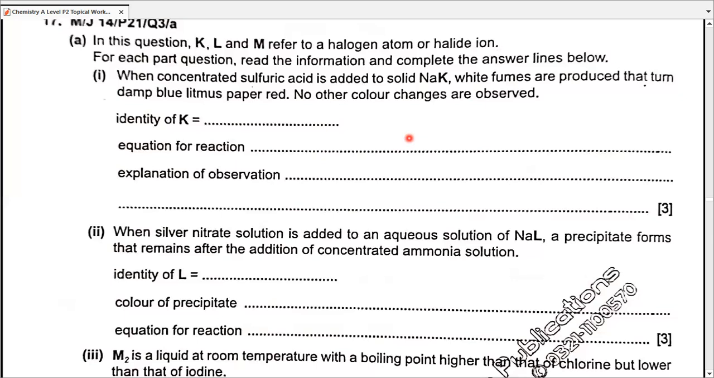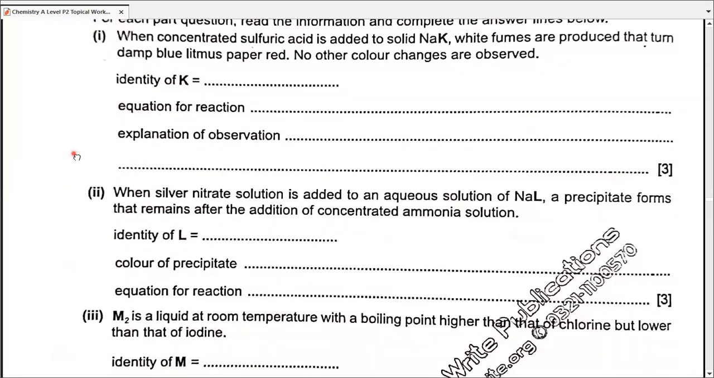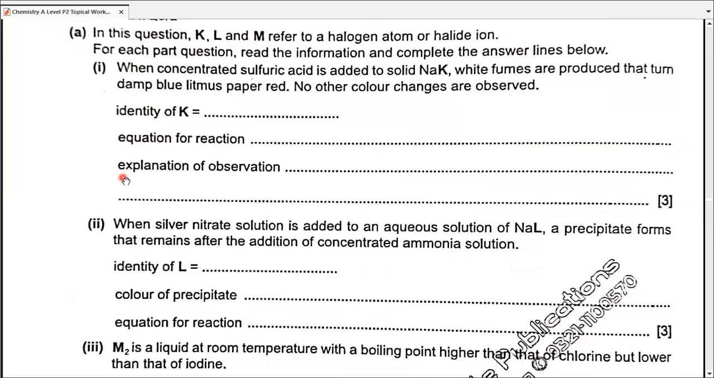Bromide, K would be bromide. You must be talking about L, right? Yeah, oh yeah, L, my bad. We did K. Next part, L. So that would be, do we write bromine, Br2, or, wait, bromide, right? Br minus. Okay.